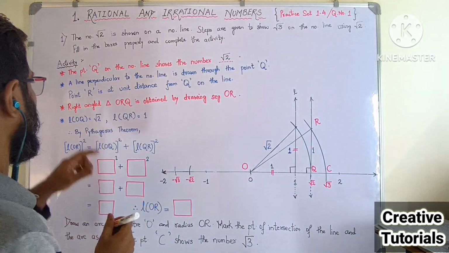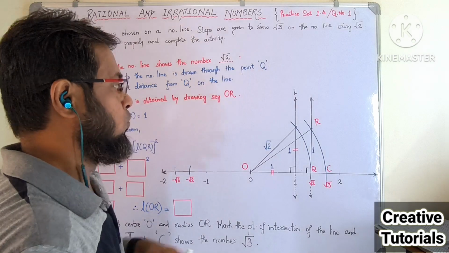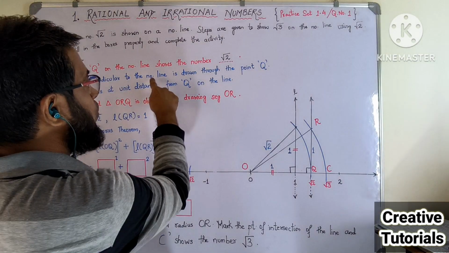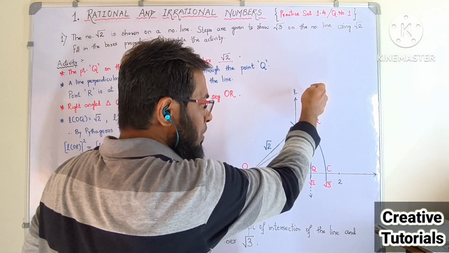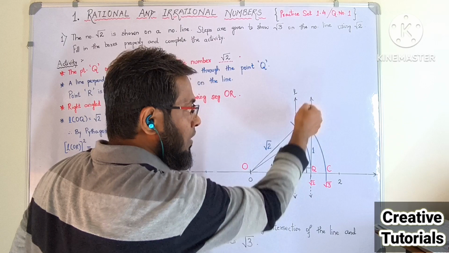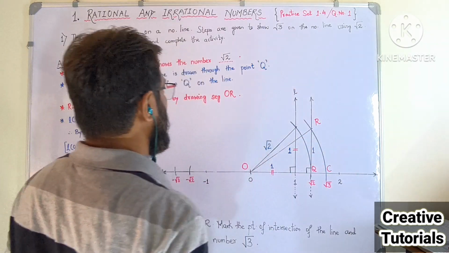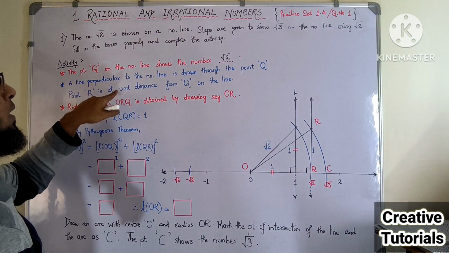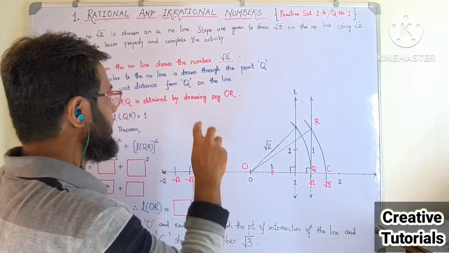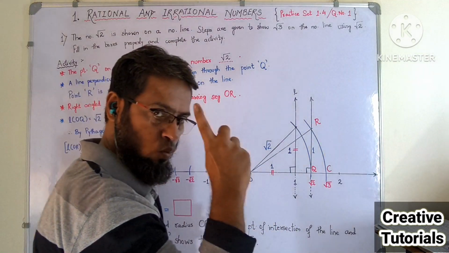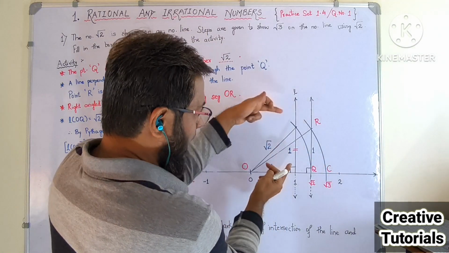Then a line perpendicular to the number line is drawn through the point Q. You can see a line perpendicular to the number line is drawn through the point Q. Point Q is here, so this is my line. You can see it's perpendicular. This line is drawn perpendicular through this point Q on the number line. Point R is at unit distance from Q on the line. Point R is here and it is at a unit distance. Unit means 1. So you can see that I have already taken 1 here in my previous video. And this is also 1.